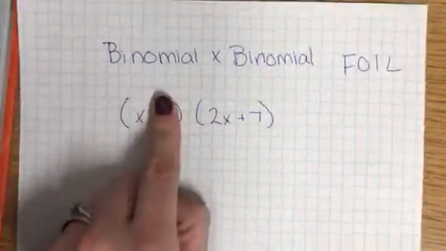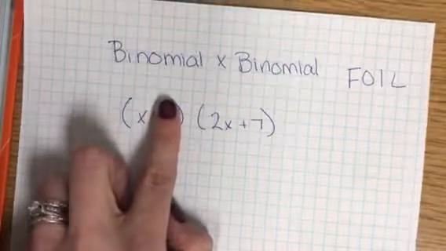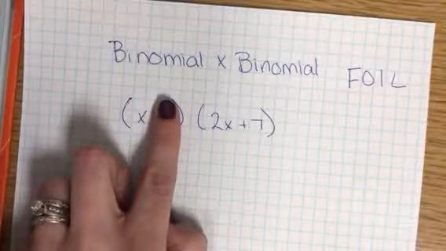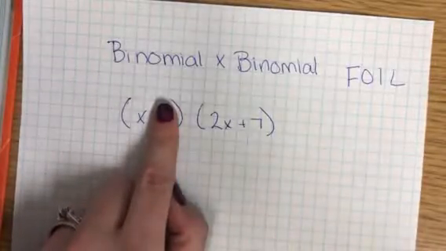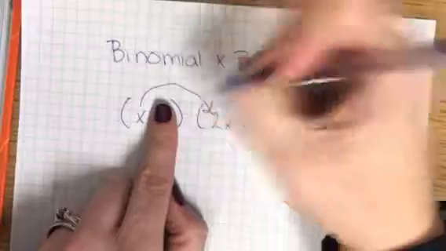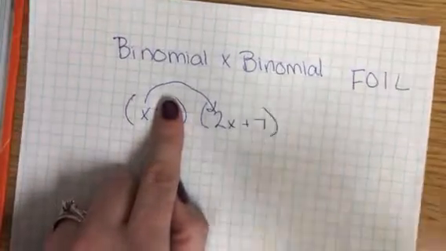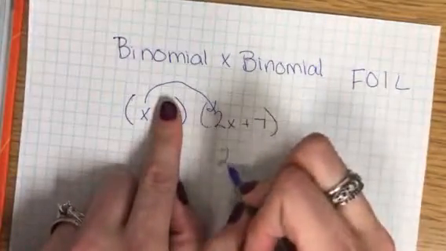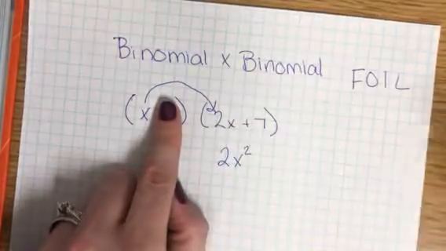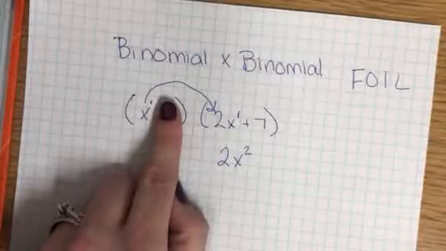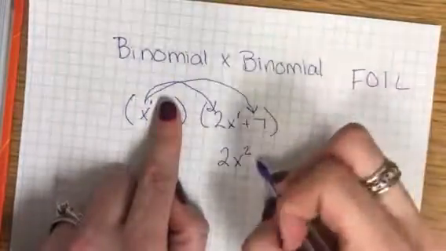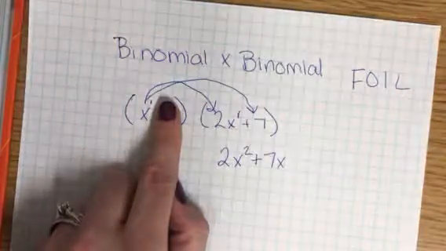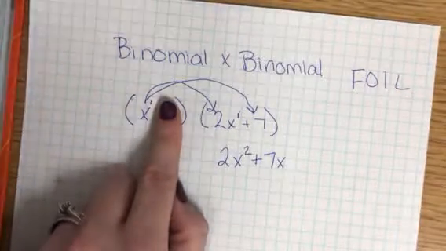So the first term is x. I'm going to ignore the fact that there's a plus 2 here, and I'm just going to start distributing like I did with a monomial times a polynomial. So when I distribute here, I'm going to say x times 2x. We add the exponents. So that's going to give me a 2x squared, 1 plus 1 gives me that 2. I'm still distributing that x, so now I'm going to take an x times that positive 7, which will give me a positive 7x.